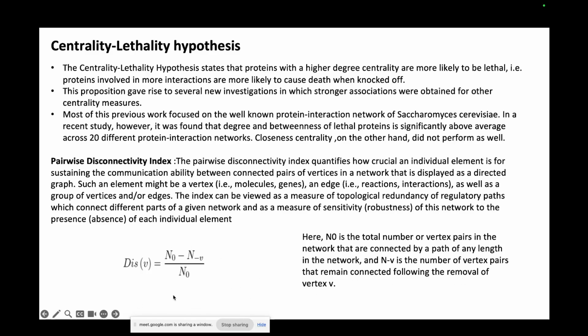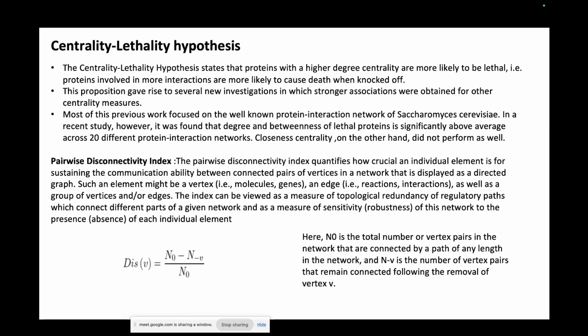So this is basically a fraction. N naught is the total number of vertex pair connections. For example, you have 10 nodes and there are 10 or 20 edges connecting them, so there are 10 pairs of vertex pair connections between all the nodes in the network. Now you remove one node and then you measure how many of those connections actually remain, and you divide it by the original number. So this gives you a fraction.